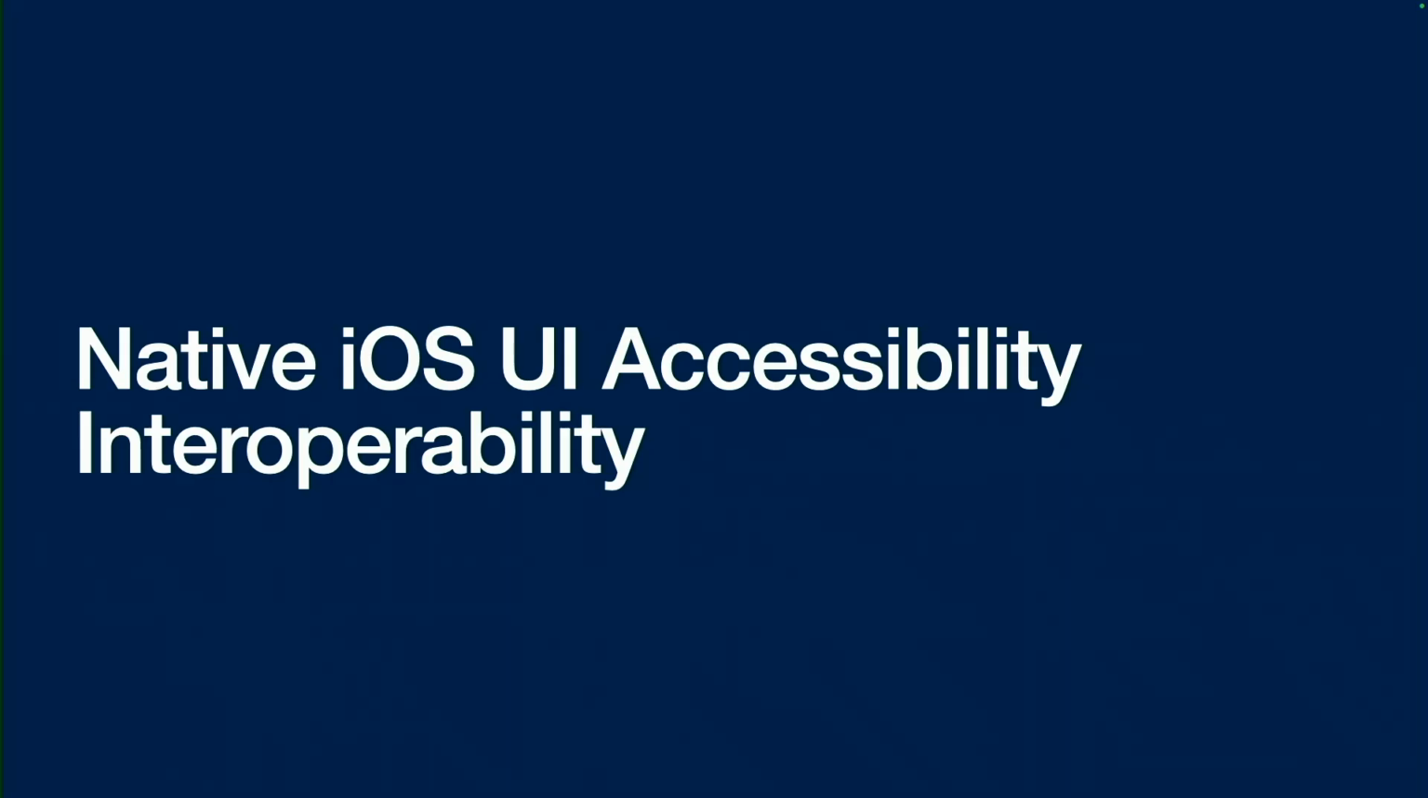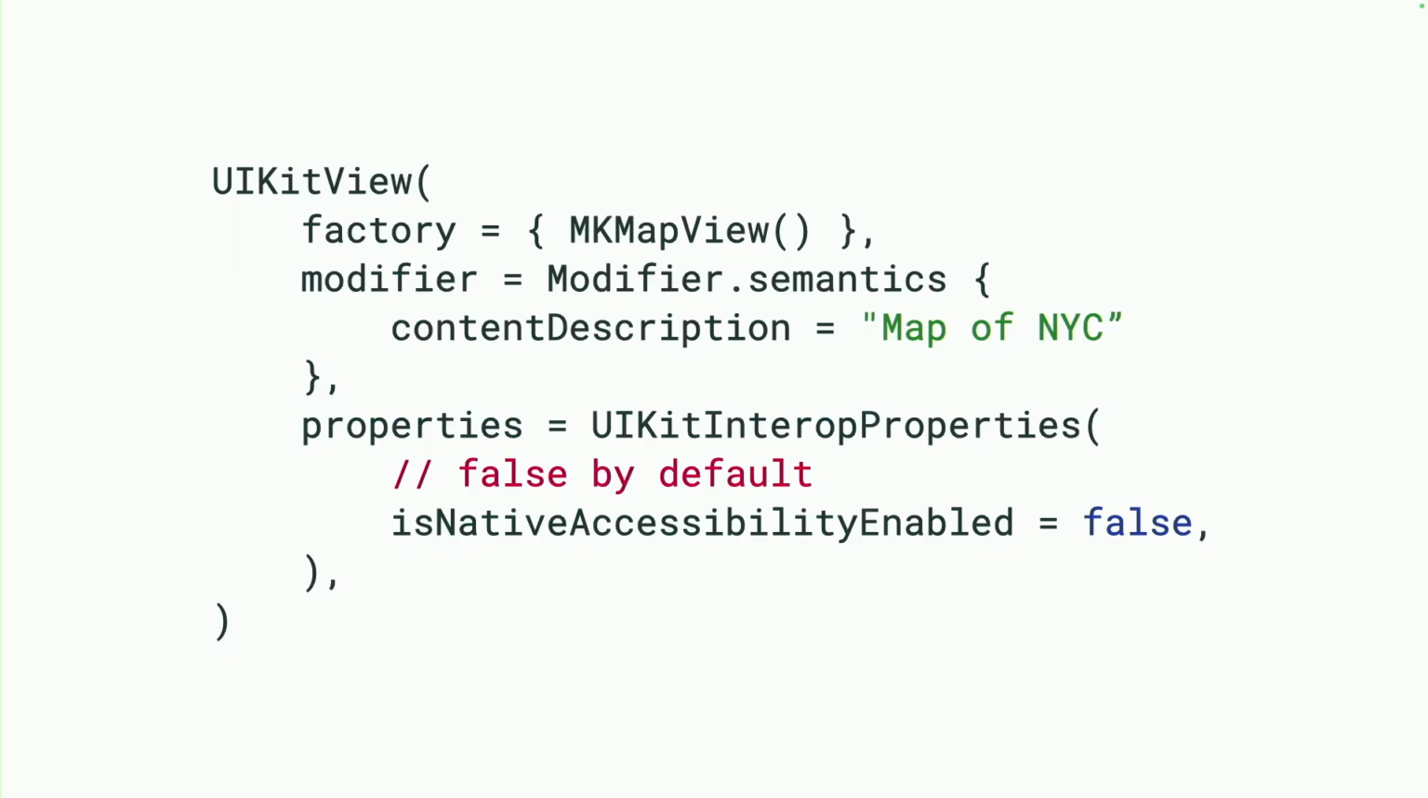And as I mentioned before, there is a possibility of using native iOS UI within your Compose Multiplatform UI. So Compose Multiplatform provides some accessibility handling if you want to customize how the accessibility works for these native elements that you bring in. By default, this native accessibility enabled property is set to false when you use the UIKit view interop method here.